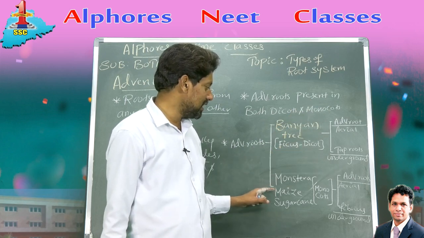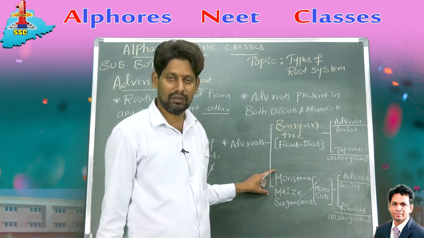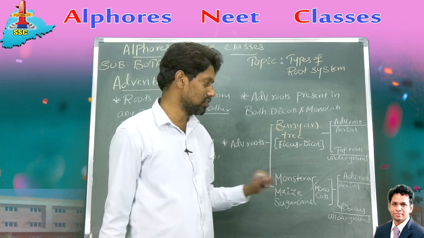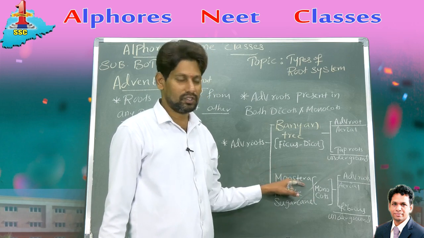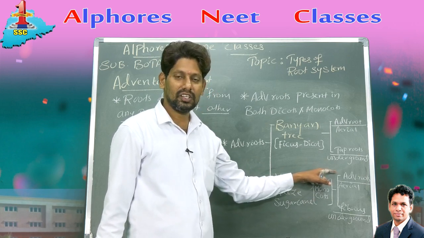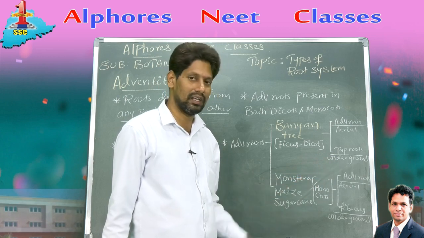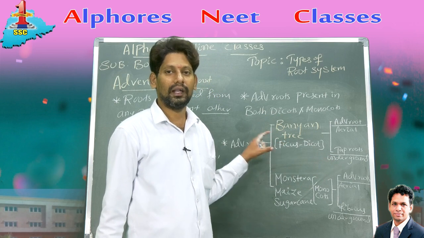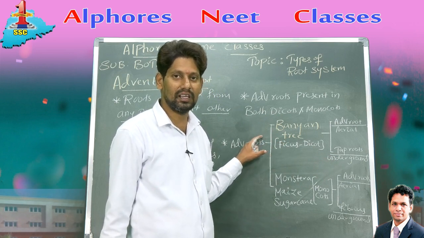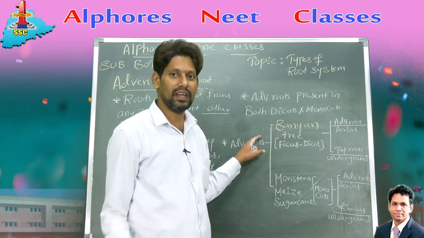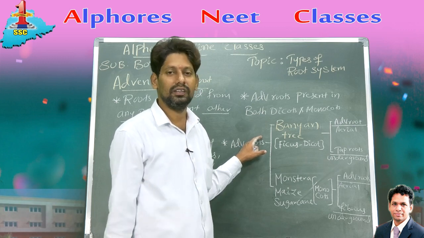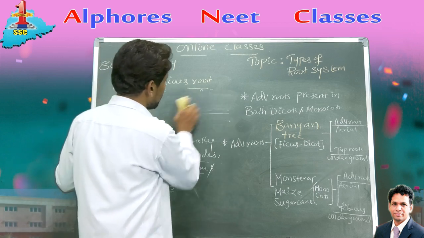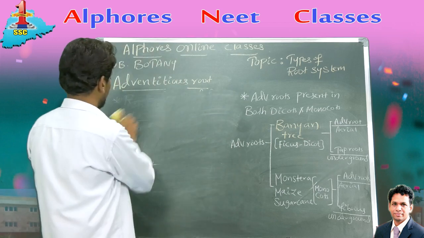Sir, monstera, maize and sugarcane, these are monocots. Monocots means they should contain fibrous roots. Yes or no? Along with fibrous roots, what are present? Adventitious roots are present. These adventitious roots are aerial. Does it mean that adventitious roots are always aerial? No. Adventitious roots may be aerial or they may be underground. They are not aerial all the time.